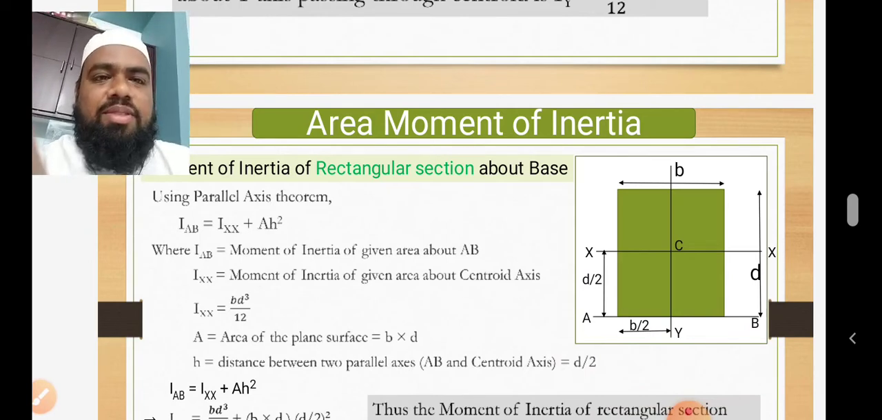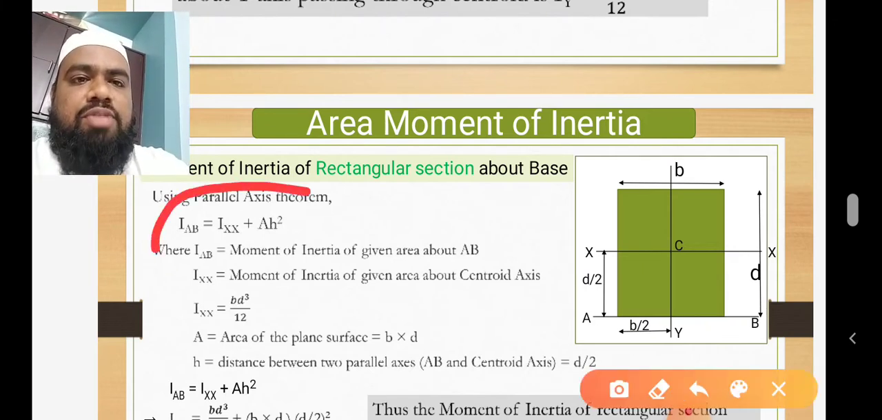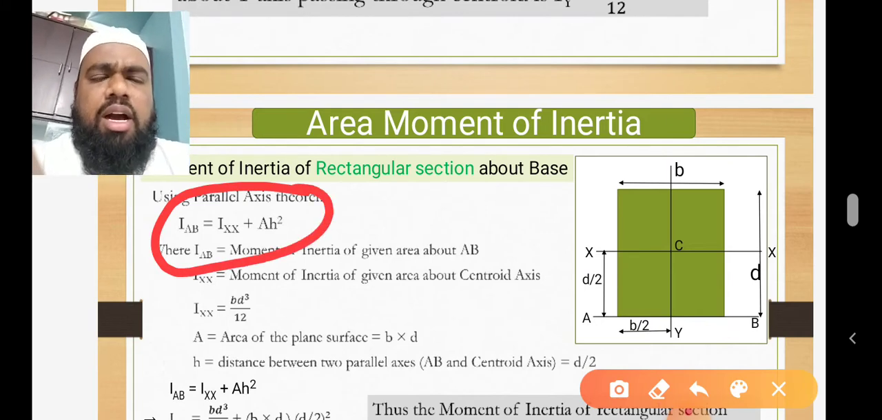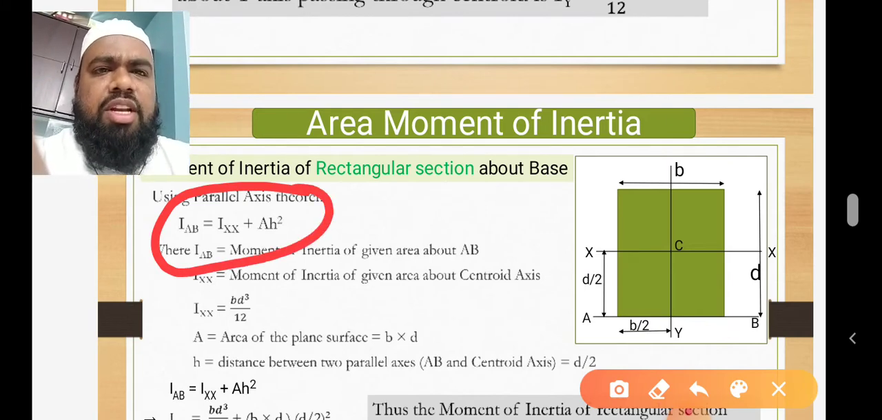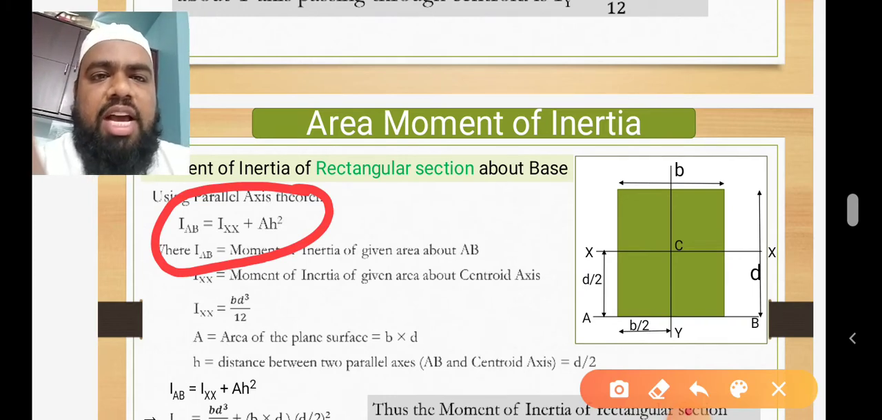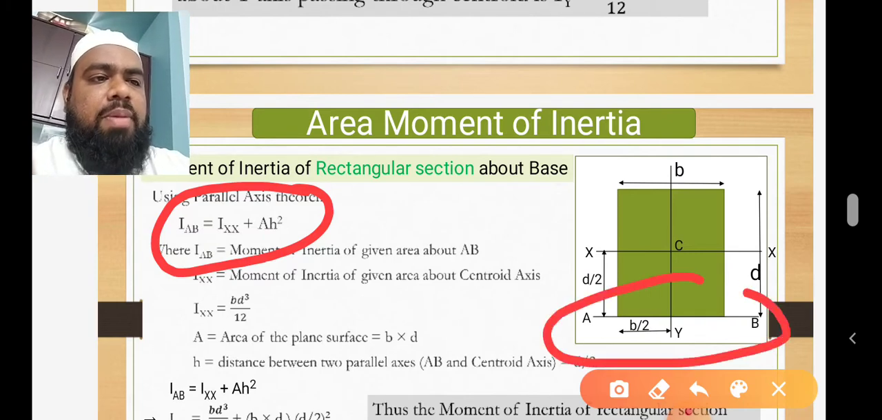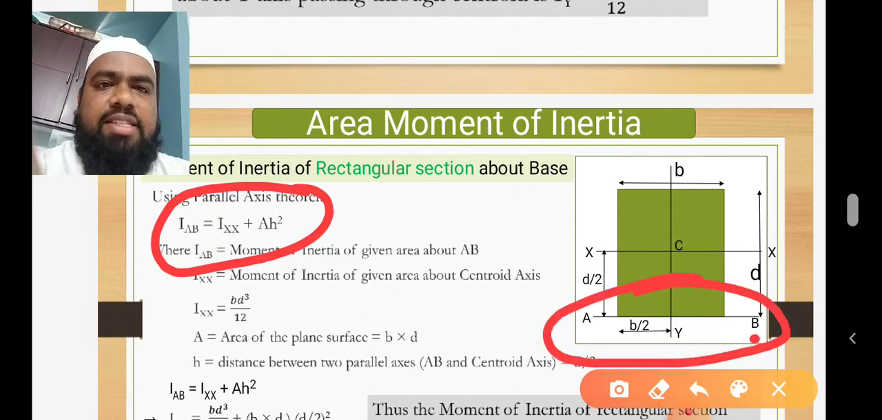As you see, using the parallel axis theorem, IAB is equal to IXX plus A h square. This equation is very important for every calculation in area moment of inertia. This is the basic formula. Here I means moment of inertia, AB means reference axis. Here you see AB is this, the reference axis, clear.